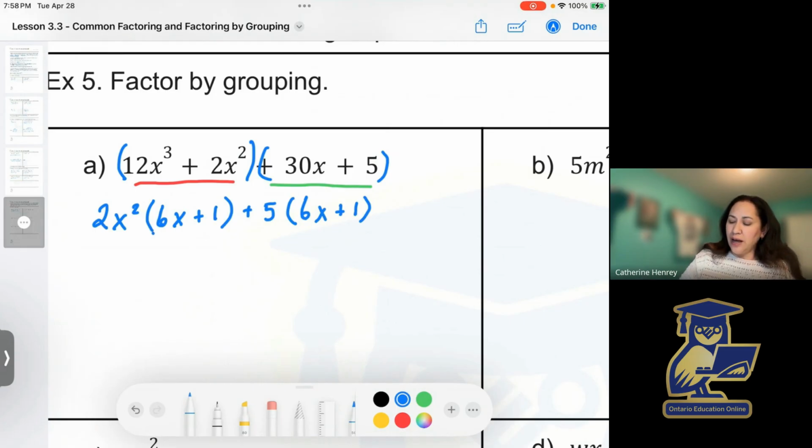Now again, we have a common bracket. In each term, we have a 6x plus 1. So we can factor out that common bracket, which is 6x plus 1. And what do we have left over? Well, in the first term, we have 2x squared, and in the second term, we have 5. So we'll have 2x squared plus 5.